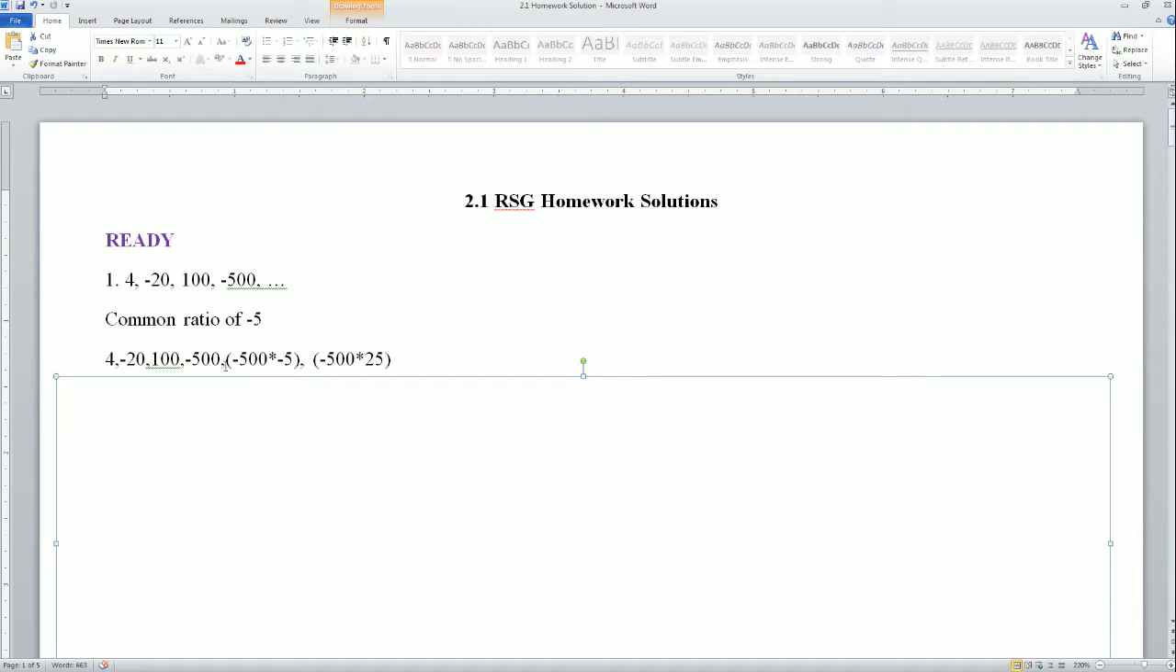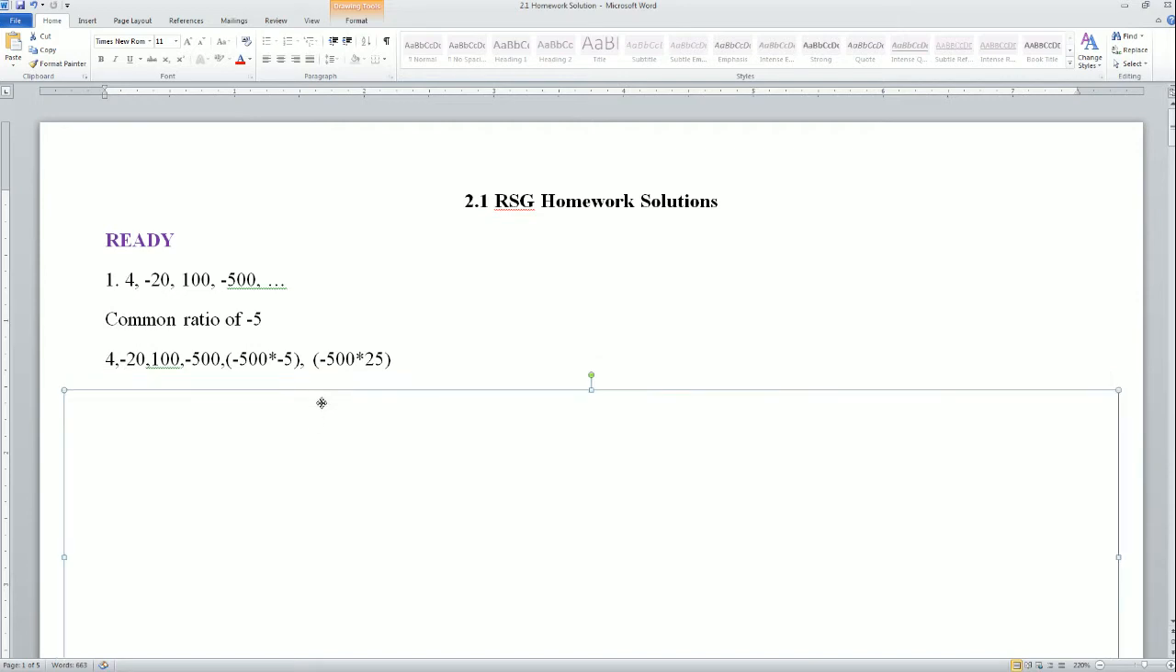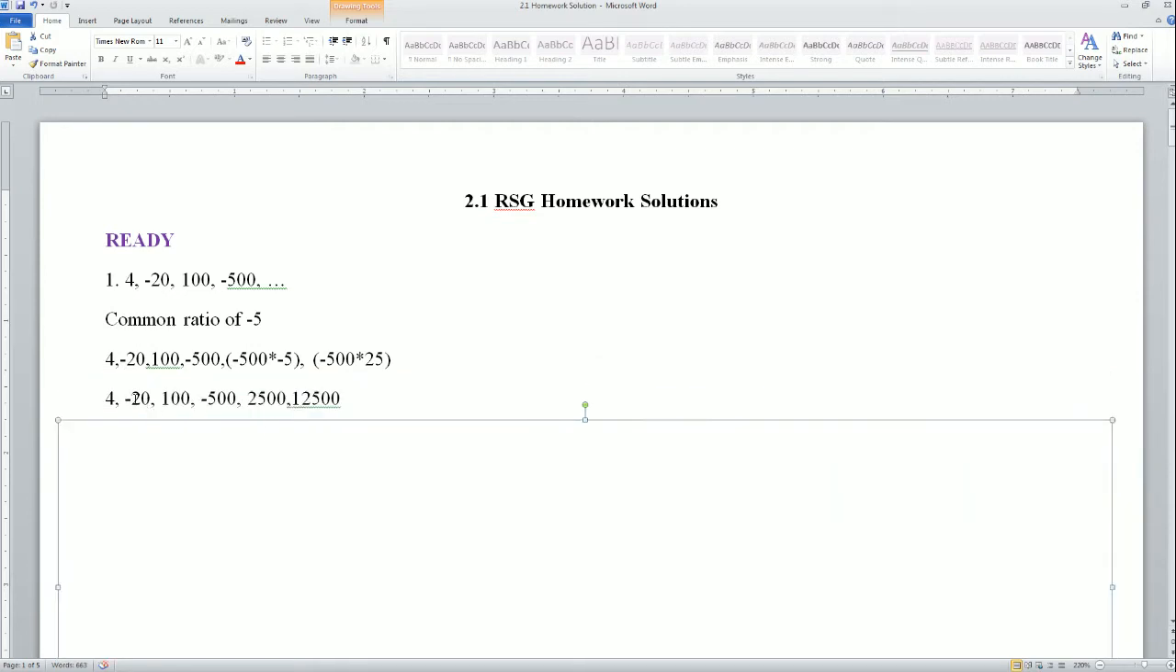Okay, so to get the next term, negative 500 times negative 5, right? This should get me a value. Then the next one after that, I multiply that by negative 5 times negative 5 is 25. Okay, so it should become 4, negative 20, 100, negative 500, 250, and 12,500. Alright, those should be your next two terms. You're applying the common ratio again.